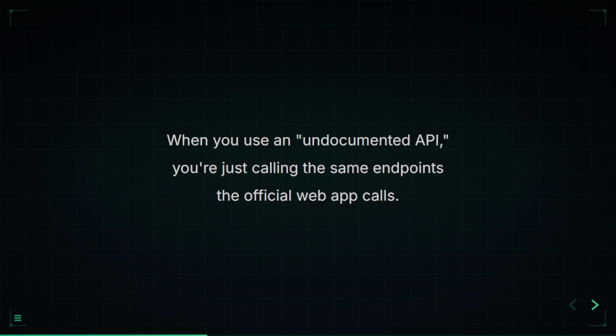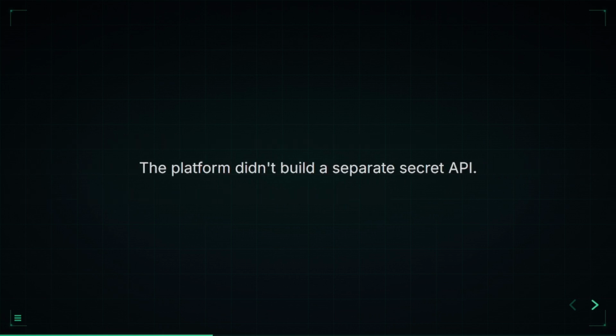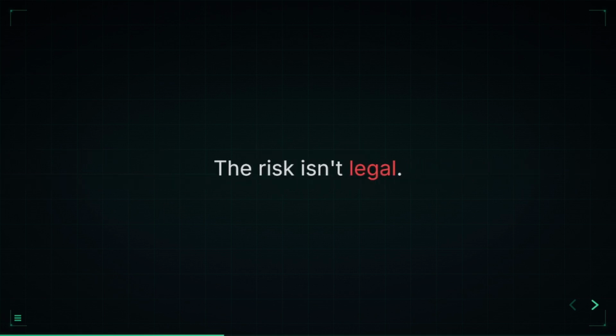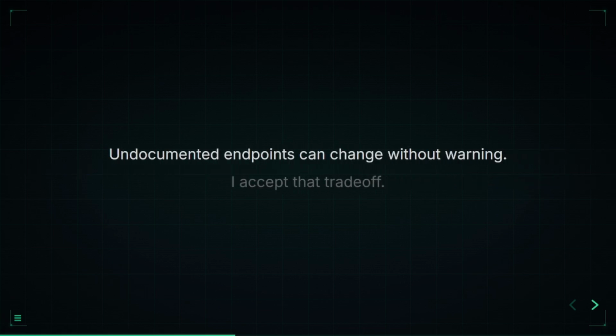When you use an undocumented API, you're just calling the same endpoints the official web app calls. The platform didn't build a separate secret API. They built one API and decided which parts they wanted to document publicly. So the risk isn't really a legal one. It's really more of an operational risk. Undocumented endpoints can change without warning, and I accept that trade-off.